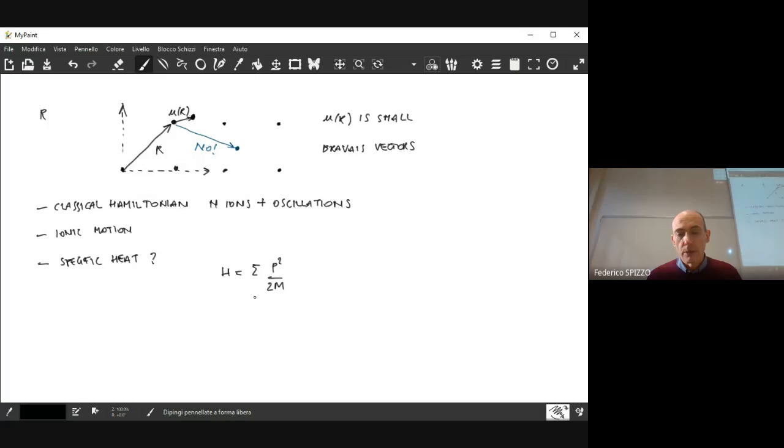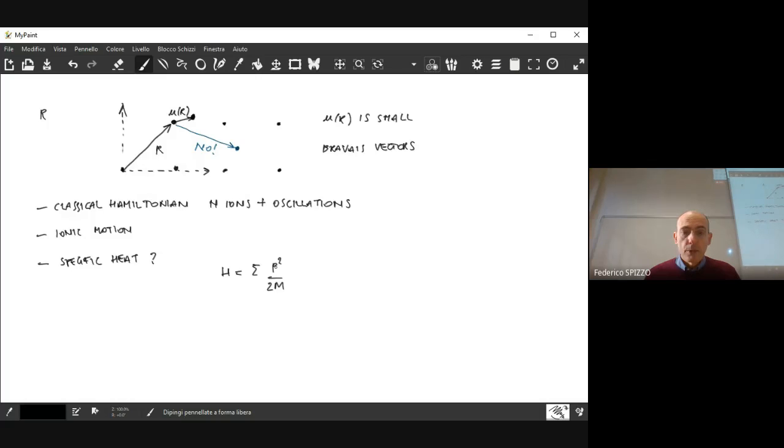Then at the end of the calculation, I will tell you what happens in case you have more than one ion per cell in the system. So M is the same in this approach for all the ions. M is the mass of each of the ions belonging to the system.